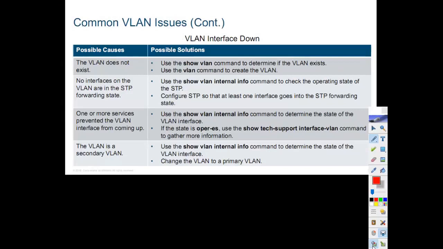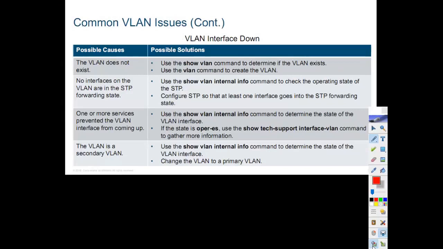The second possible cause is that no interfaces on the VLAN are in the forwarding state. In other words, they're not in the forwarding state as far as spanning tree goes. You can go in and verify with the show VLAN internal command, and then it'll tell you. So that's the solution.